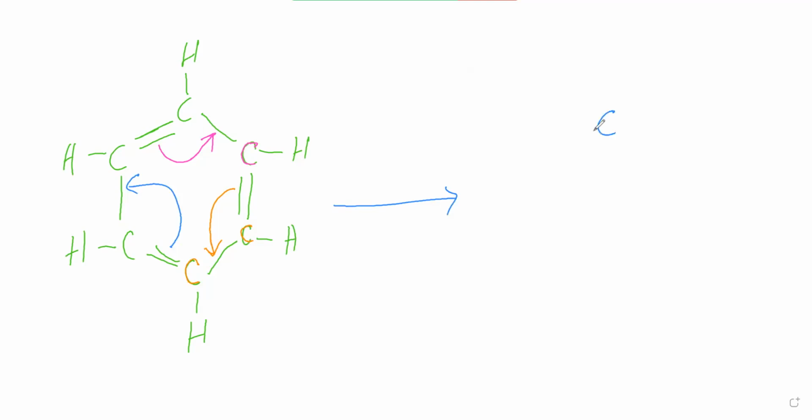Let's see another structure. So this becomes a double bond. Got it? This becomes a double bond now, and this one becomes a double bond. Is it clear?